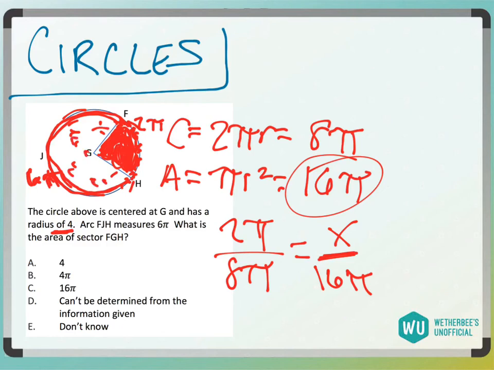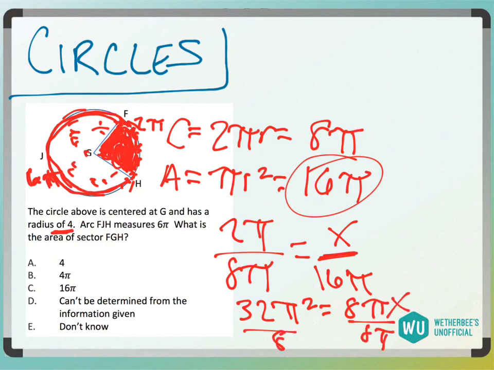Now we can just cross multiply. So we'll get 32 pi squared is 8 pi times x. We're going to divide by 8 pi, which will give us 4 pi. Answer choice B.